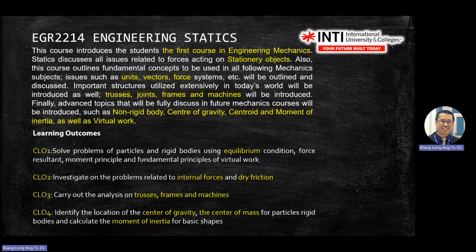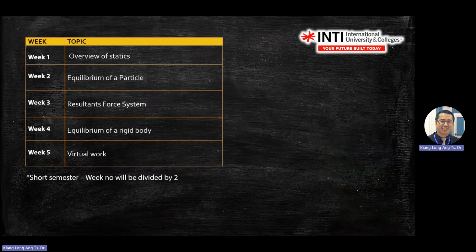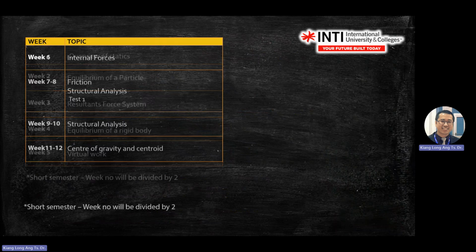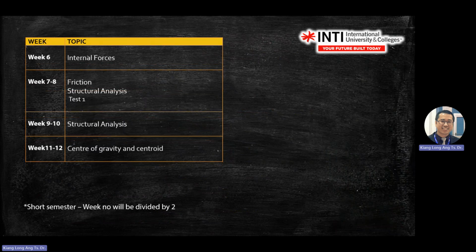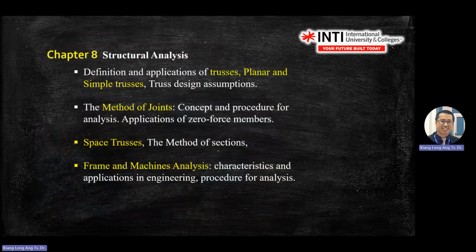Today we go into CO3, analysis of truss. Basically, this chapter you already know, so we'll go very fast. I'll just show you the example. The rest of the concept you already know. For this chapter, we are using the equilibrium equation.